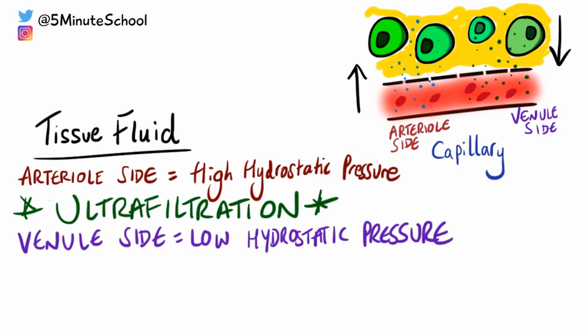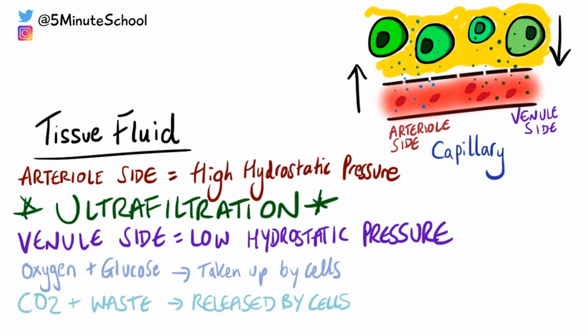At the venule end of the capillary, the blood has a low hydrostatic pressure because of the fluid lost from the arterial side. So the tissue fluid is going to drain back into the blood because of this, but now it contains a lot of carbon dioxide and waste products. The importance of this mechanism is that it allows oxygen and nutrients to reach the cells and for the waste products that are produced by the cells to be removed.